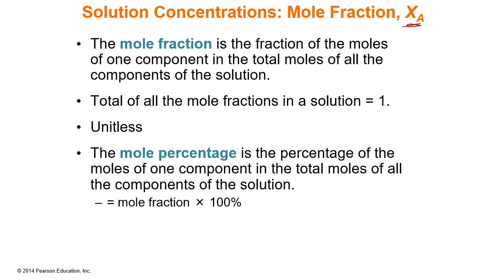Mole fraction, which is represented by the Greek letter chi, is the fraction of moles of one component in the mixture versus the total moles of all of the components in the solution. So if we add all of the components up, our mole fraction will equal 1. If it's a simple solution of just solute and solvent, the mole fraction of the solute and the mole fraction of the solvent will equal 1. And it's unitless because it's moles divided by moles. If we want to think of it as a percentage, we can simply multiply that mole fraction by 100 to turn it into a percentage.